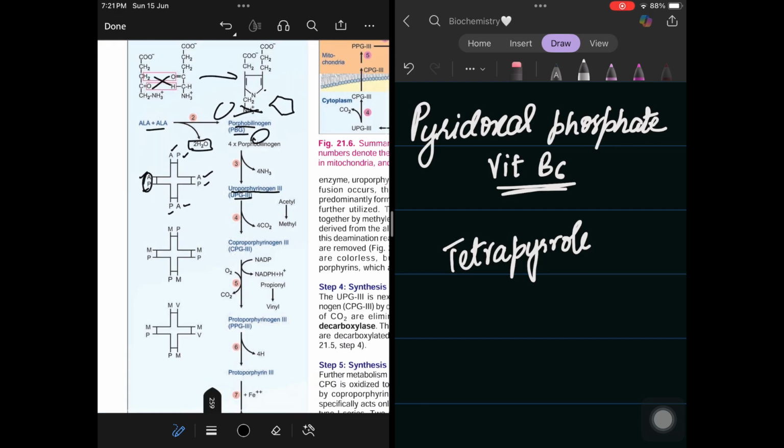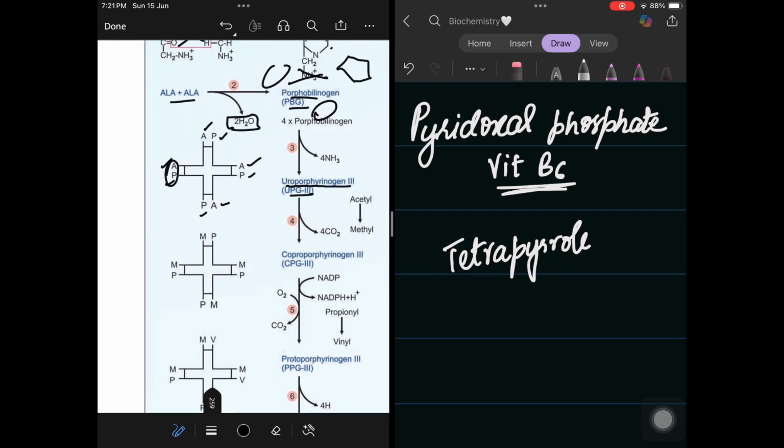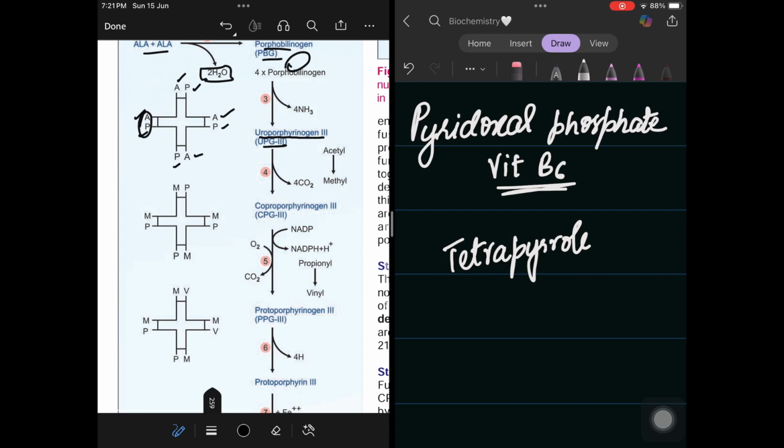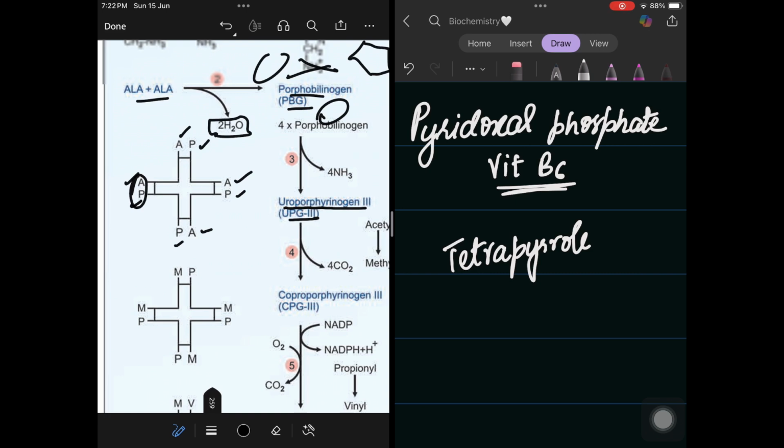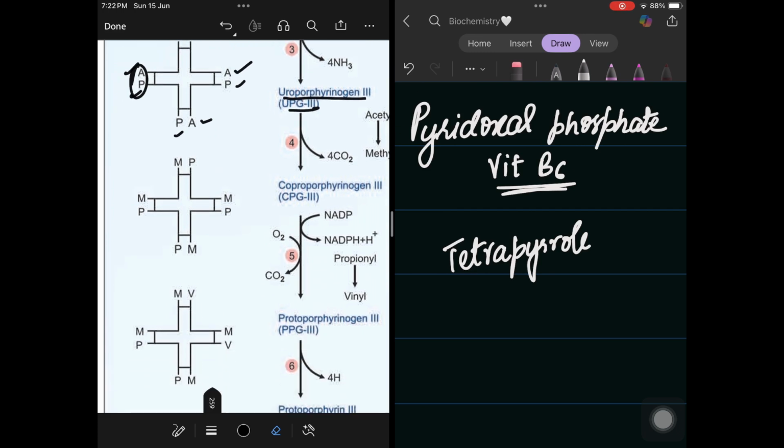Right, so why does this matter? Sometimes if you need full marks, the examiners will expect you to write this as well. So yeah, you have 4 acetyl groups, 4 propionyl groups arranged in this format. Please note, this is not the structure itself. This is just a representation of the structure so that we can understand it better.